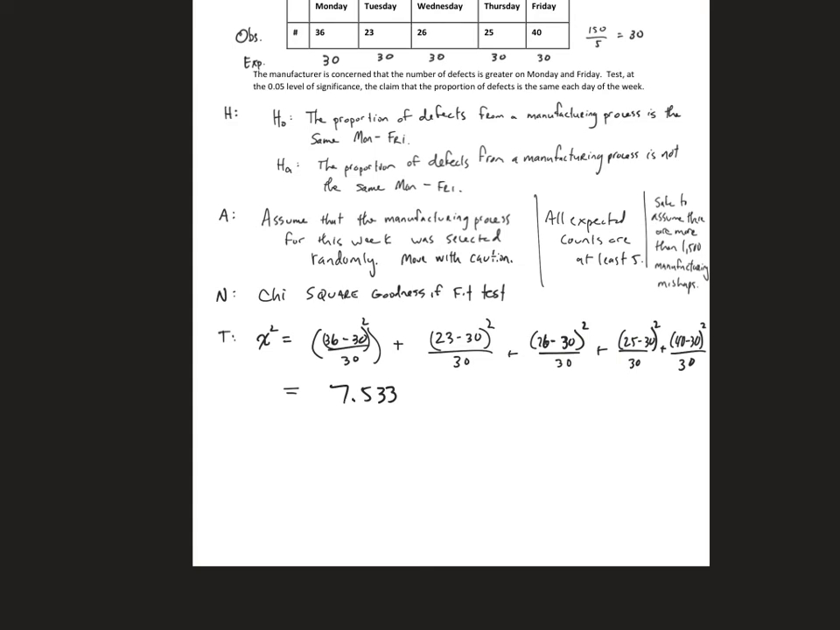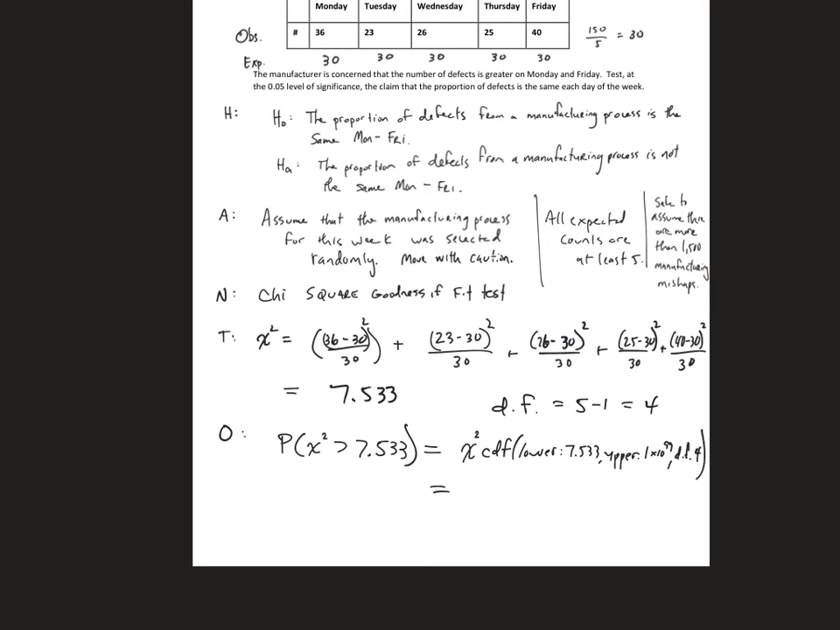All right, so we had 5 days, so the degrees of freedom is 5 minus 1, which is 4. So I'm going to obtain my p-value. The probability that chi-squared is greater than 7.533 is equal to, and I'm going to do this on the calculator, chi-squared CDF lower 7.533 upper is 1 times 10 to the 99th. Degrees of freedom is 4. When I do that, I get 0.1102.